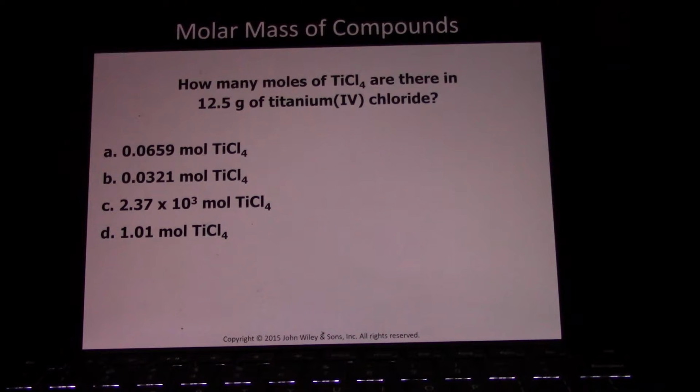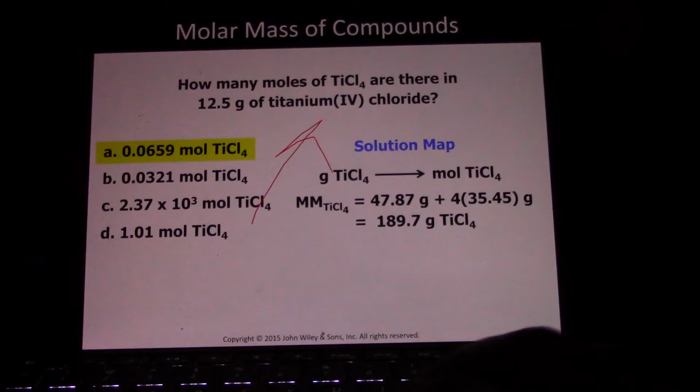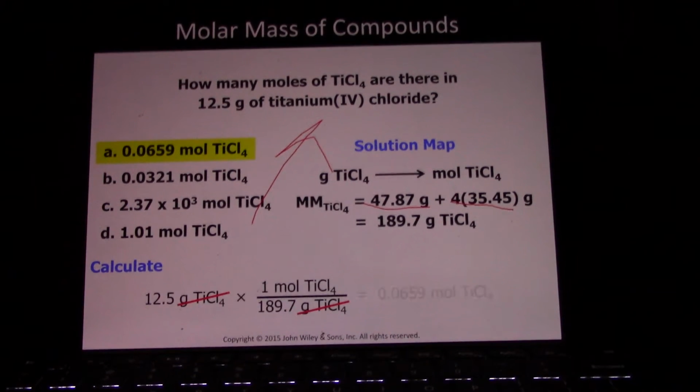So how many moles of titanium 4 chloride are there in 12.5 grams of titanium 4 chloride? Well, to find the molar mass of titanium 4 chloride, I add up the mass of a titanium and then 4 chlorines. And I get 189.7 grams per mole. And then we convert. We get 0.0659 moles of titanium 4 chloride.